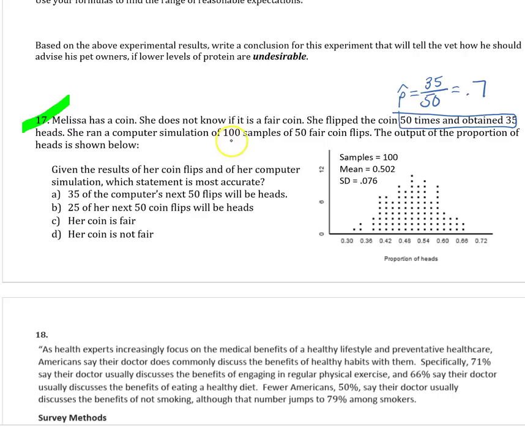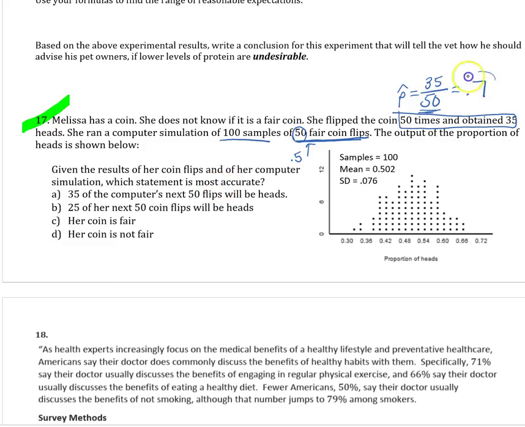She ran a computer simulation of 100 samples of 50 fair coin flips. So notice that that means that she centered this simulation assuming the coin was fair. So assuming the mean is about 0.5, okay? She ran 100 samples of those 50 coin flips to match the 50 tosses that she threw herself. So the sample size is the same. The output of the proportion of heads is shown. So here's her sample distribution. There's 100 dots. Every one of these dots is a p-hat, which is the proportion of heads in 50 fair coin flips. Given the results of her coin flips and of her computer simulation, which statement is most accurate?